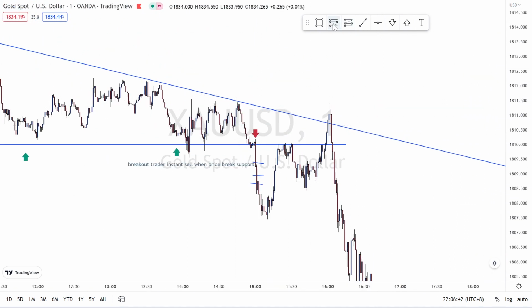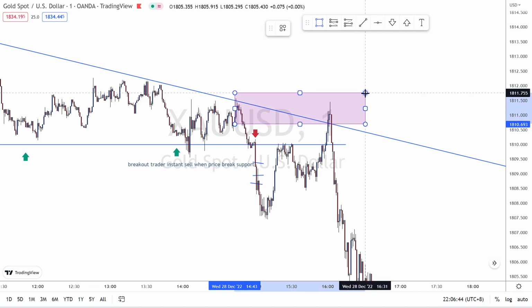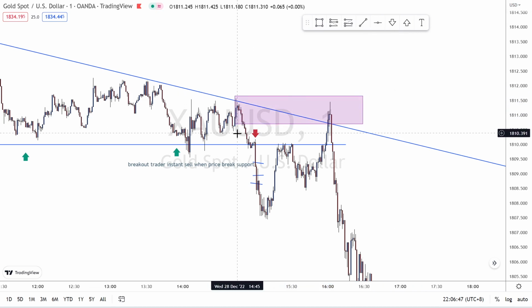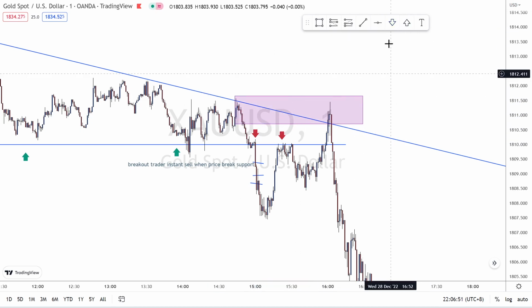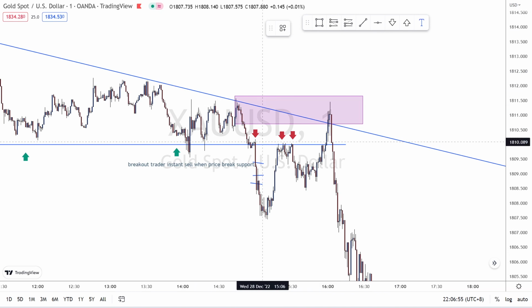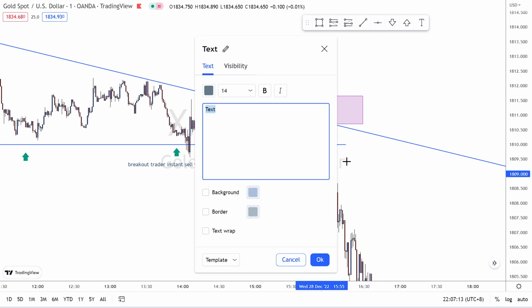Right back here we have a supply zone. And a fake out. Support and resistance traders will sell again at the fake out because support has become resistance. But the price shoots up, trapping all the retail traders' stop loss.